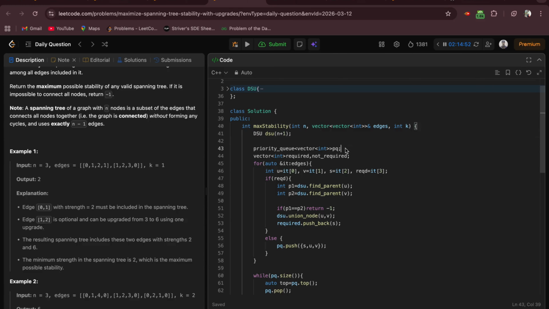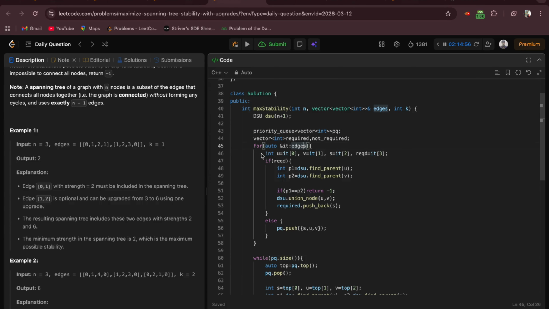Now I'll have a priority queue. I will iterate over all the edges, right? As I mentioned, in each case the edges are required. So if the edges are required, I'm iterating over the edges, and in case the edges are required, then I will see what is the parent of node u and v.